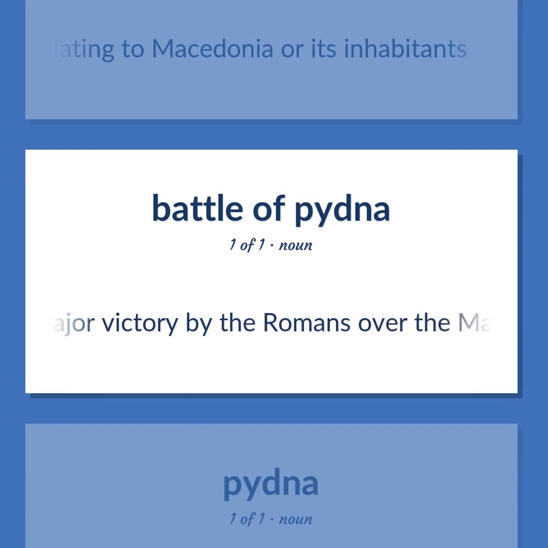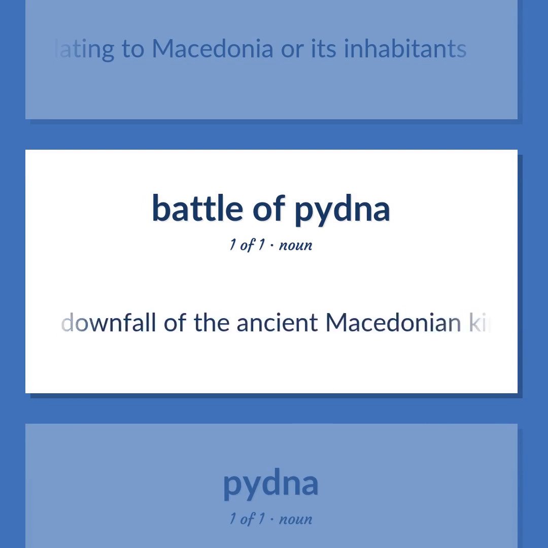A major victory by the Romans over the Macedonians in 168 BC resulted in the downfall of the ancient Macedonian kingdom.